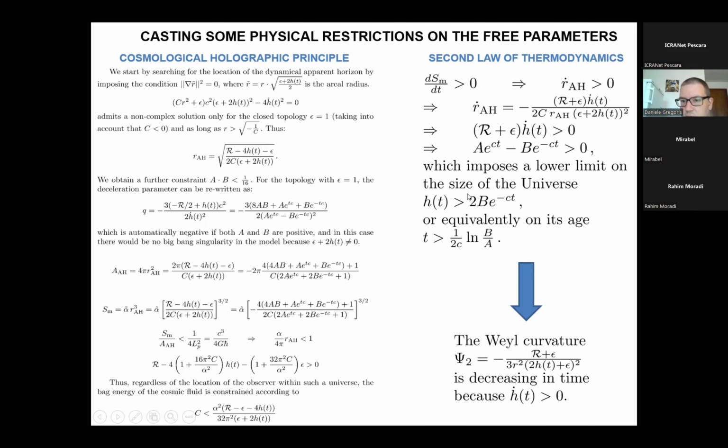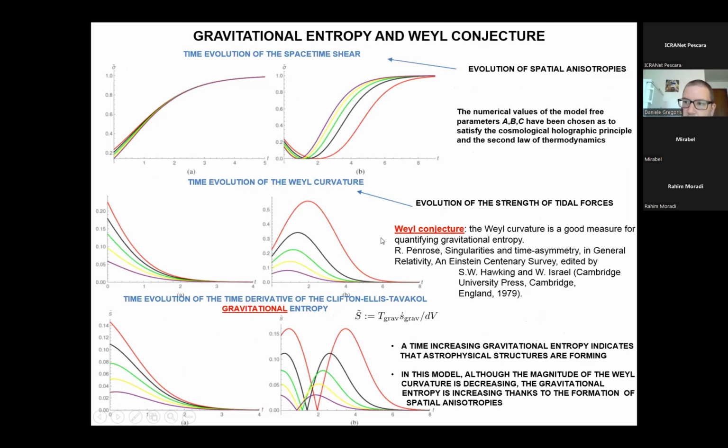So we find some constraint on the constants A and B, but more interestingly, physically we find that in this spacetime, if the second law of thermodynamics holds, then the Weyl curvature is decreasing in time. So now let's compare the time evolution of the spacetime shear, of the Weyl curvature, and of the derivative of the Clifton-Ellis-Tavakol gravitational entropy. This is a formalism for computing gravitational entropy that I mentioned at the very beginning of my talk. Here I'm plotting the derivative.